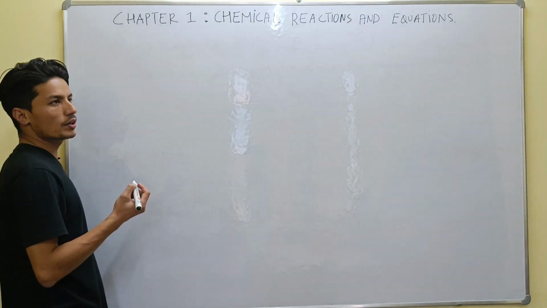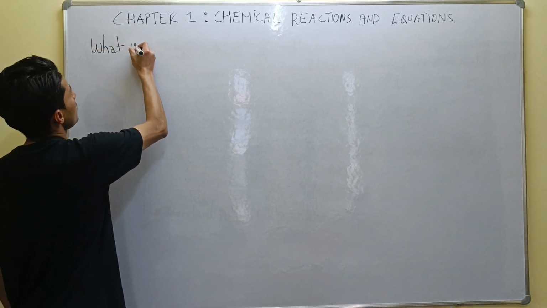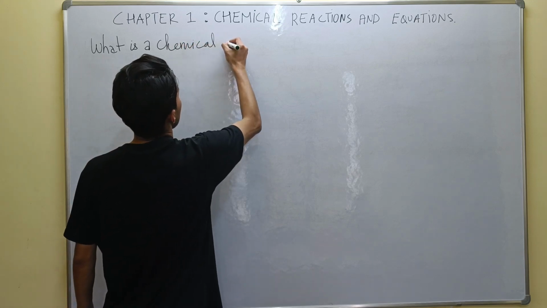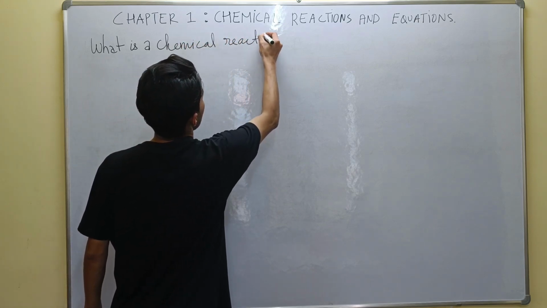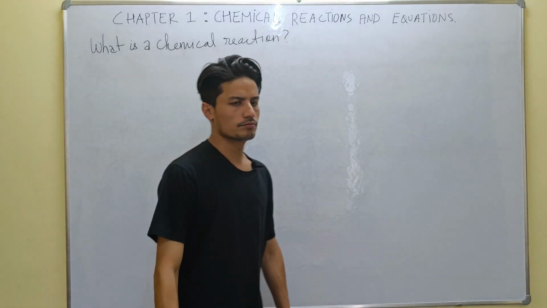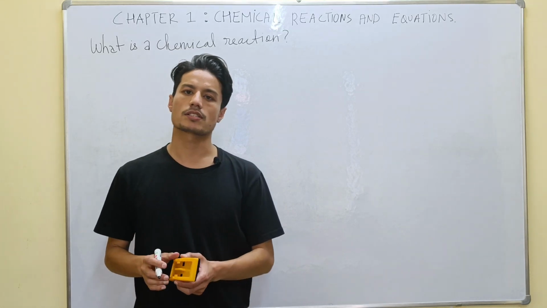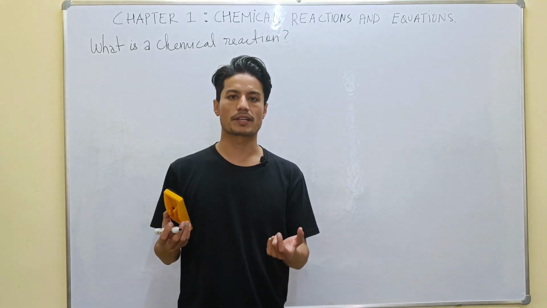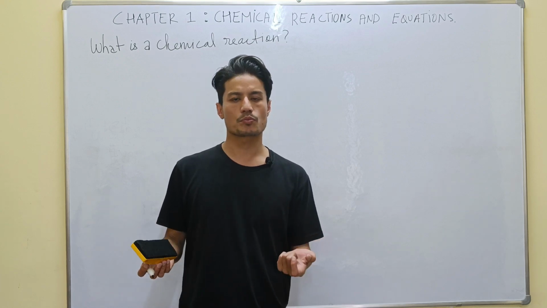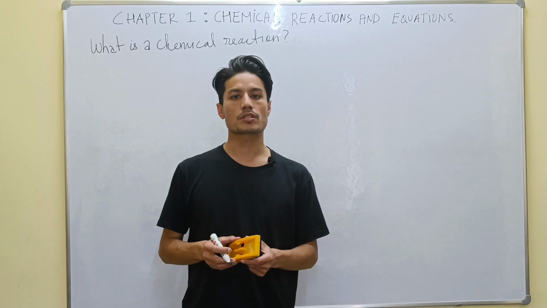So what is a chemical reaction? Now this is a very important question. Since the lesson is about chemical reactions, anybody will ask you what a chemical reaction is. So it is important for you to know what a chemical reaction is. A chemical reaction is a process where one or more substances change into one or more new substances.